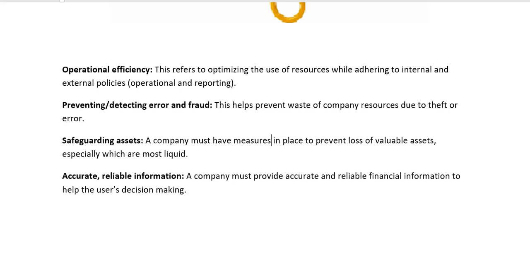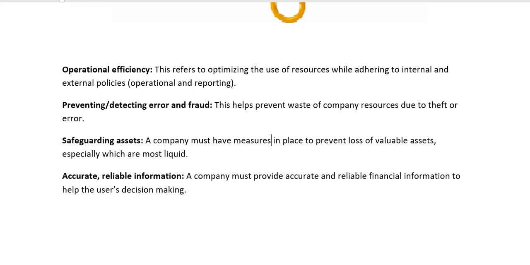Operational efficiency refers to optimizing the use of resources while adhering to internal and external policies. And these policies can be operational or they can be reporting. So the idea here is if you have a solid plan in place, be it for a manufacturing or a service providing firm, you tend to have better performance, better use of your assets because people have clear guidelines about what they should be doing.